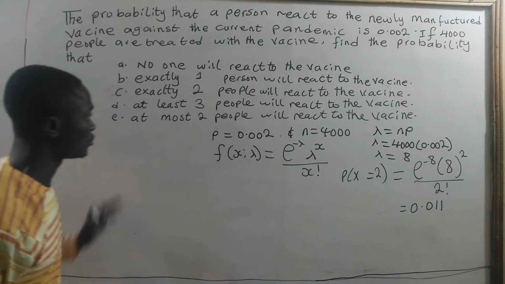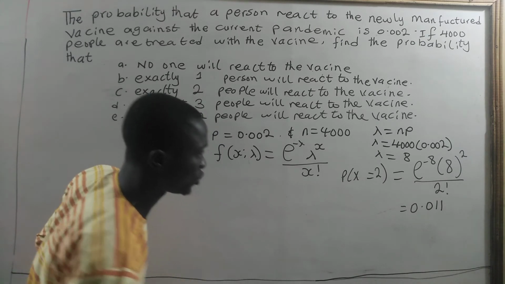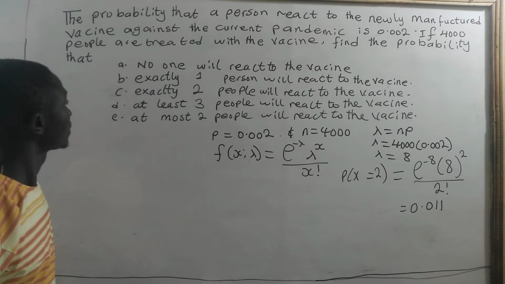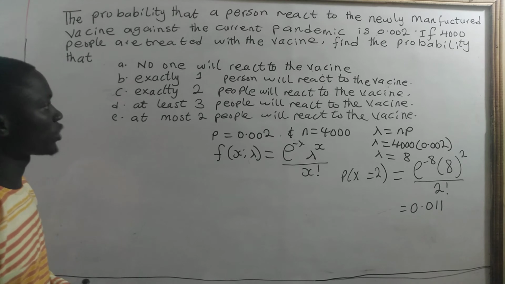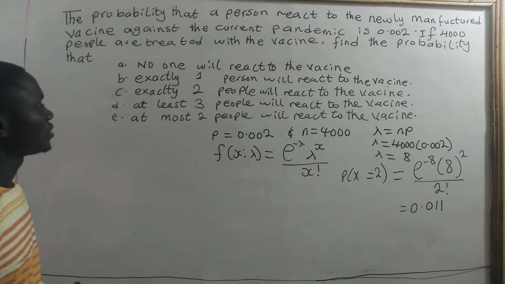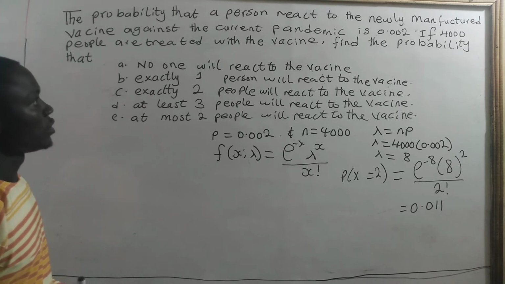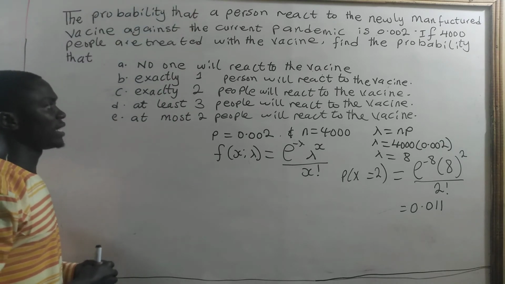I shouldn't have cleaned it because you are going to use them. I shouldn't have cleaned it. Now, at least 3 people will react to the vaccine. So we have 4,000 people and you are saying at least 3.